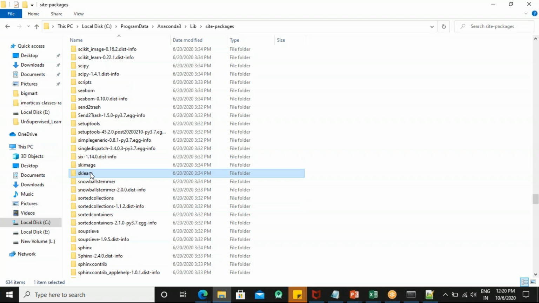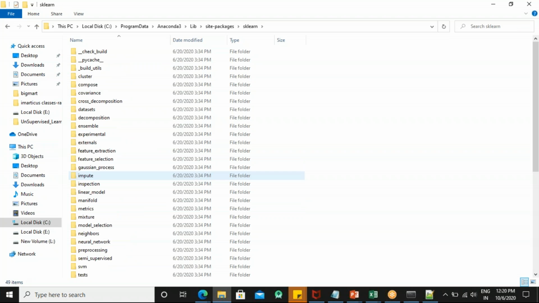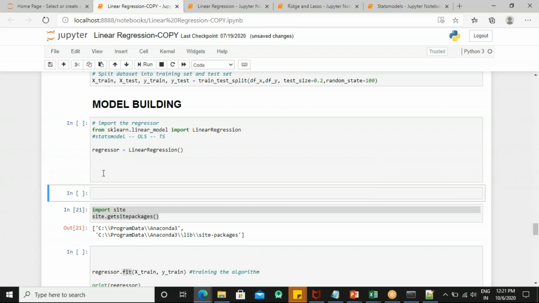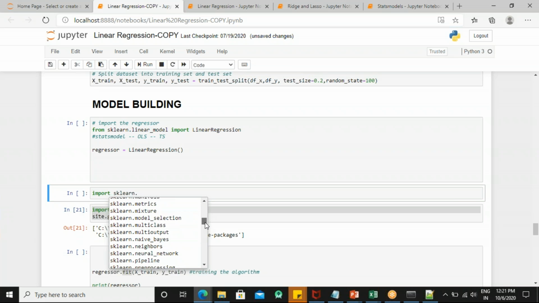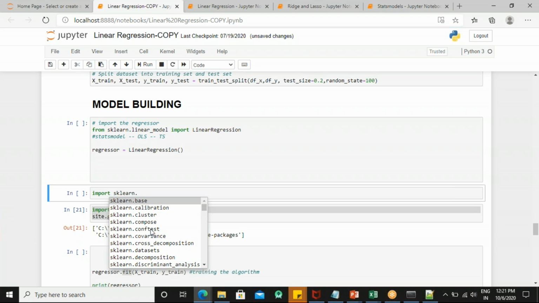So I am going inside this sklearn, guys. Go inside sklearn. Now here you can see the subfolders: feature extraction, feature selection, everything. When you say import sklearn dot, anything that you say here, these are the subfolders inside the sklearn folder. All of these: cluster, compose, covariance, these are subfolders.